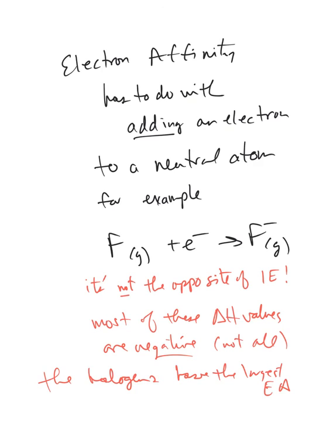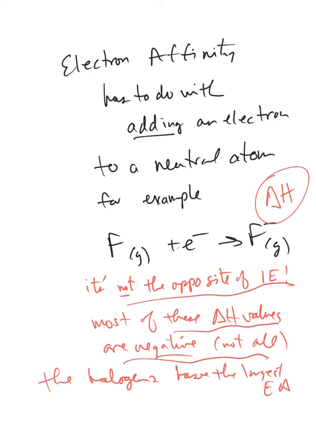Finally, on this little video, I want to mention electron affinity. This has to do with adding an electron to a neutral atom. So it's not the opposite of ionization energy. It's adding an electron to a neutral gaseous atom. So it's the delta H associated with this. Now, most of these values are negative. Not all of them, most of them.